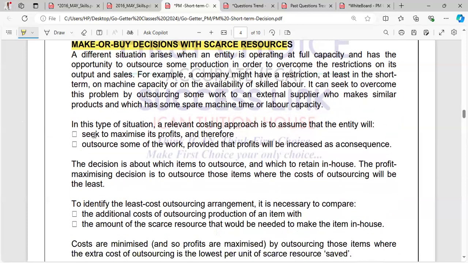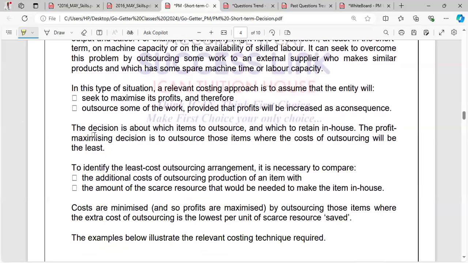The decision is about which item to outsource and which one will be retained in-house. So you need to think, among this product that you are giving out or doing in, which one should I do? Which one should I outsource? It's just like limiting factor. You are saying that, okay, we have several products. Which one should I do? Which one should I not do? You will normally do a ranking. We are going to be seeing something similar.